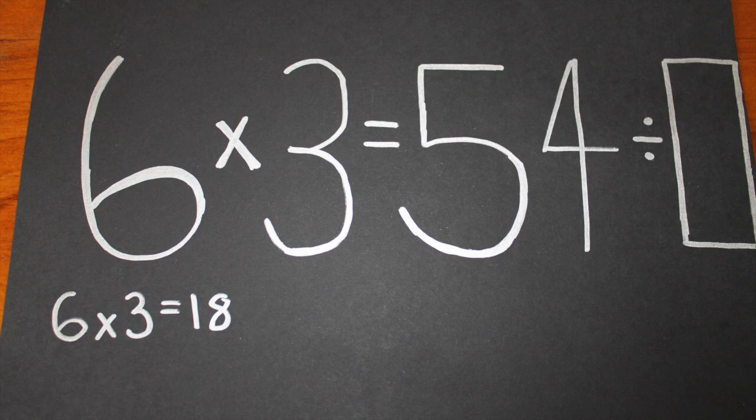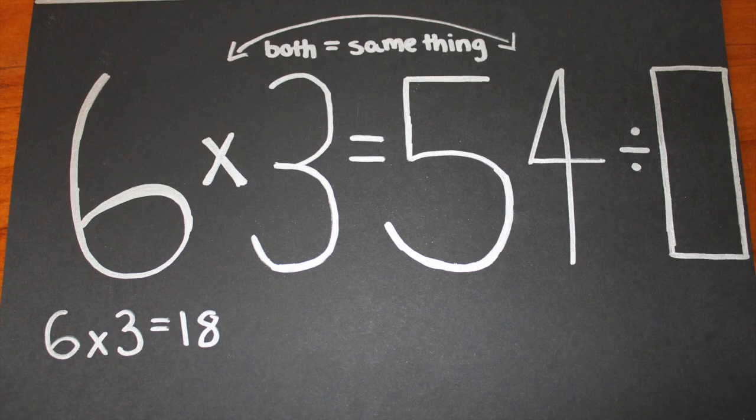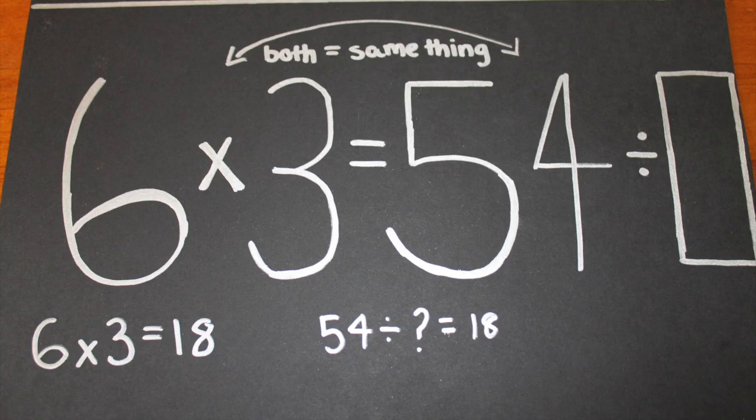This is the same activity, but at a higher level of mathematics and includes multiplication and division. We know that 6 times 3 is 18, and that both sides of the equation are balanced and equal, the same thing. So, 54 divided by what can give us 18?